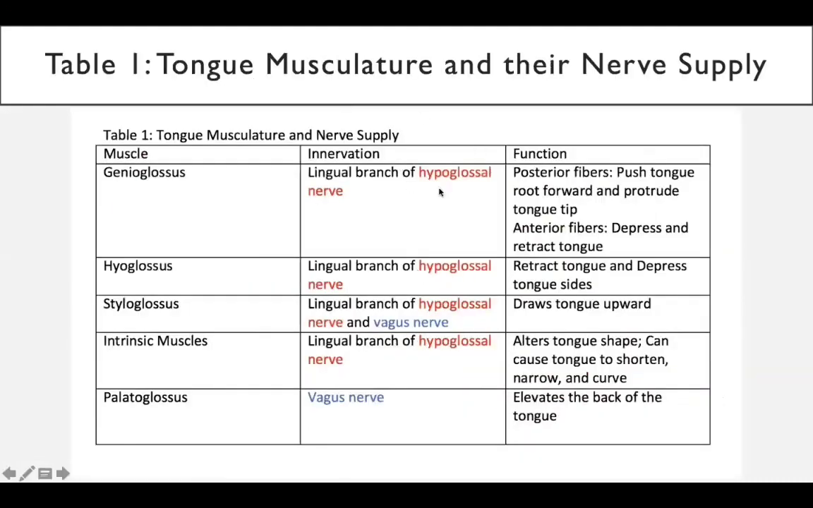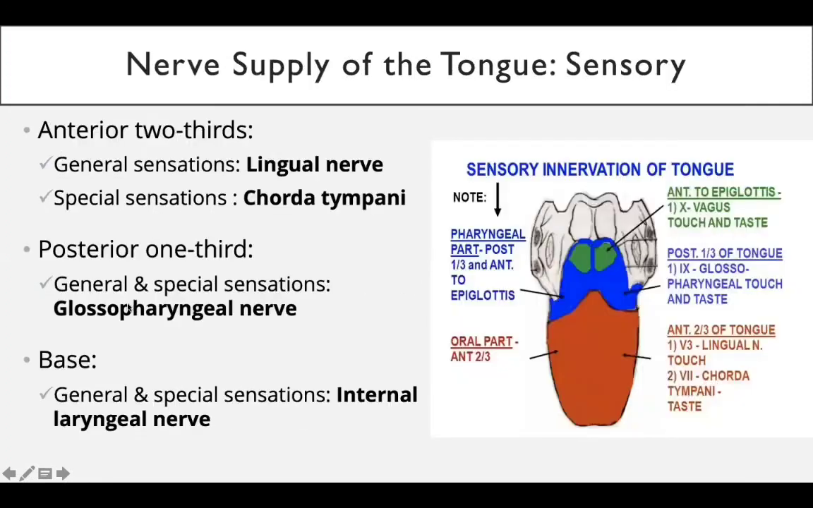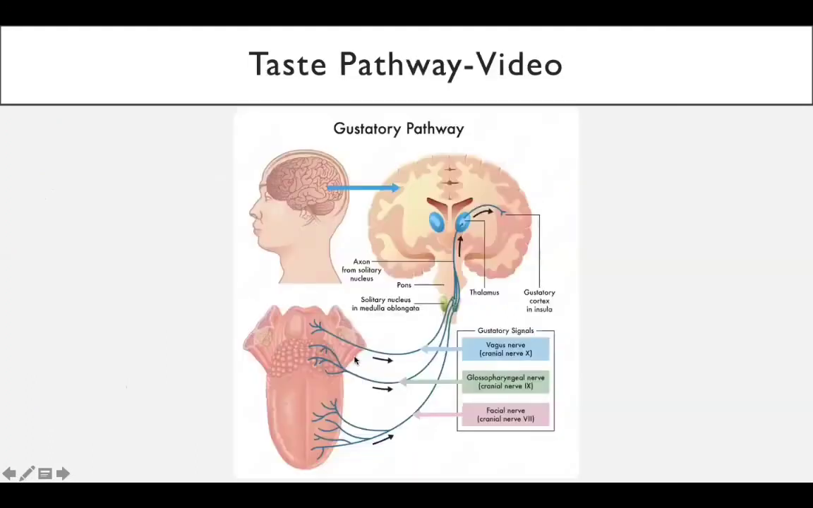And what else was taken from the hypoglossal nerve? The intrinsic muscles are innervated by the hypoglossal nerve. There was the movement: protrusion, retraction, depression, elevation, and the intrinsic muscles which control the shape. And then we had nerve supply. Anterior two-thirds, the nerve supply was the lingual nerve and chorda tympani, lingual for the general sensation, chorda tympani for the special sensation. Posterior was glossopharyngeal, and the base of the tongue was the internal laryngeal nerve.